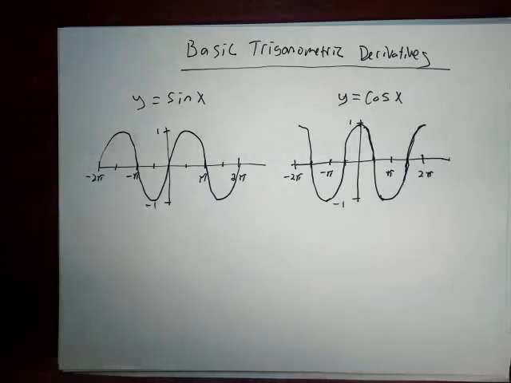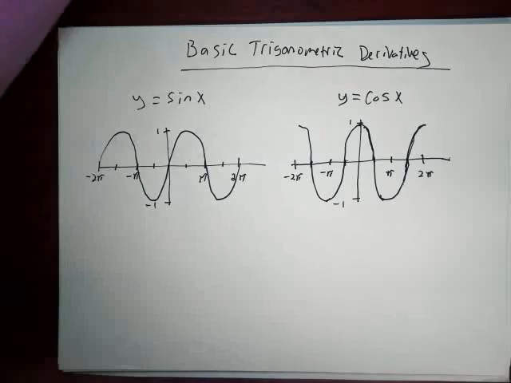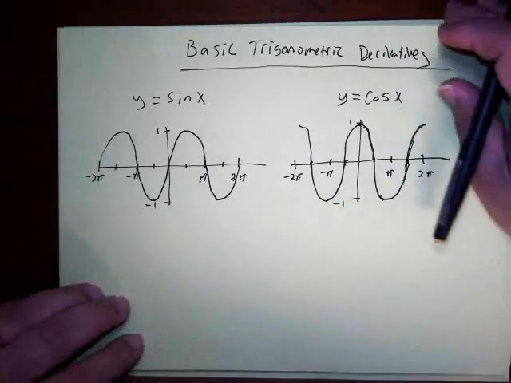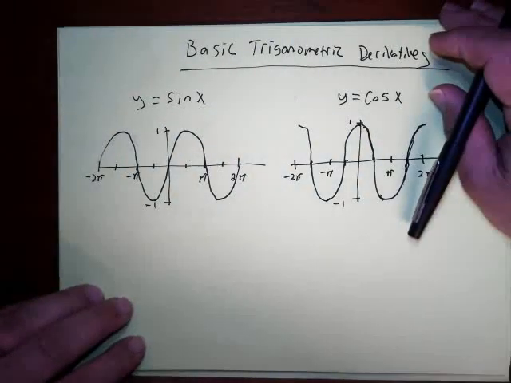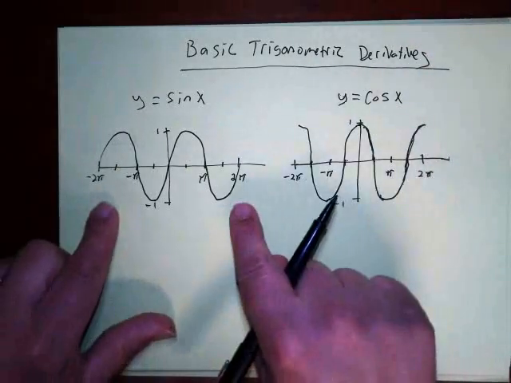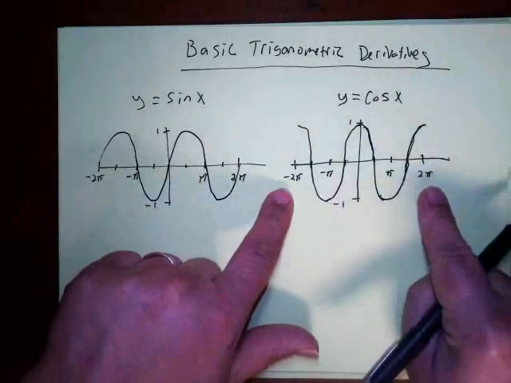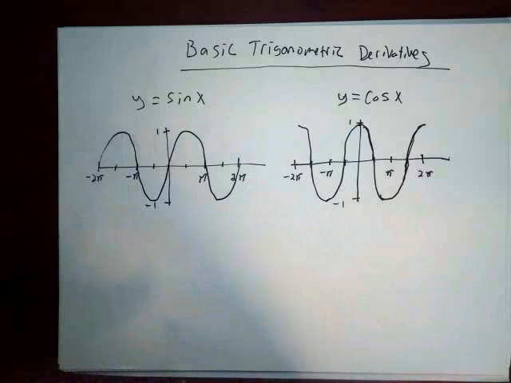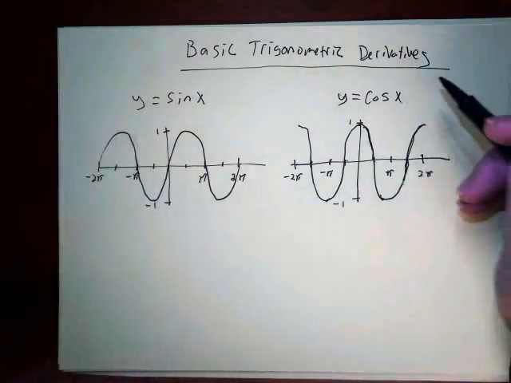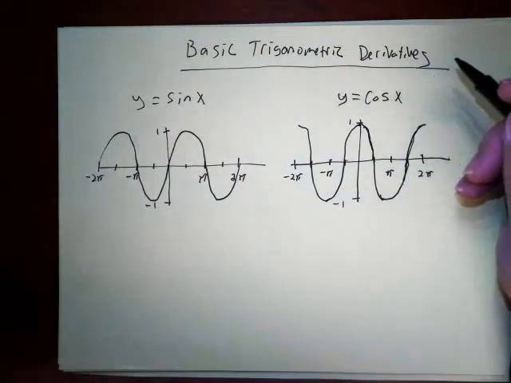Okay, so we're now going to look at some basic trigonometric derivatives, and I want to begin here by actually looking at the graph of sine of x and cosine of x. Notice, first of all, these are in terms of radians. So in order for these shortcut rules to work, we do have to do the derivative in terms of radians.